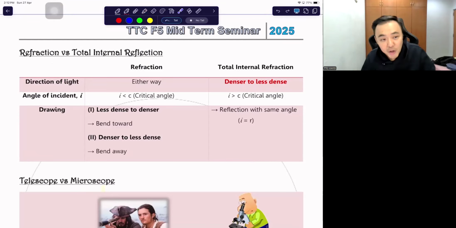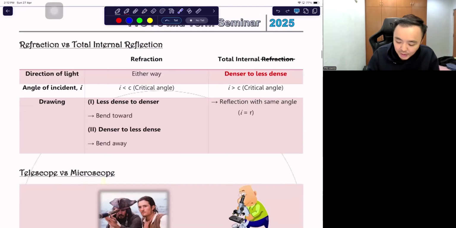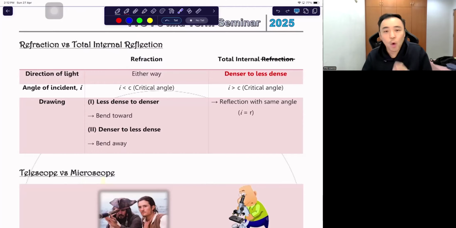Number one, I said refraction and total internal reflection always go together, right? So over here, you can see two of them, and there's a spelling error here. Refractions is not correct, it's supposed to be total internal reflections. The condition for total internal reflection is, number one, it must go from denser to less dense. The angle must be more than C. Refraction can go either way, whether from less dense to denser or denser to less dense.